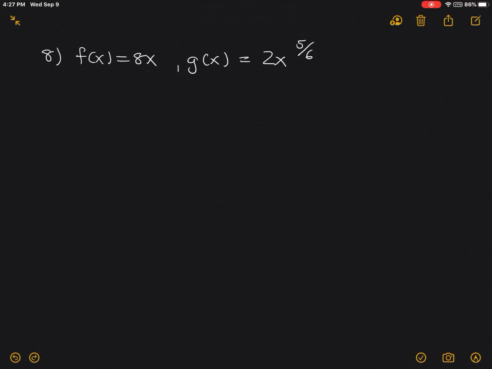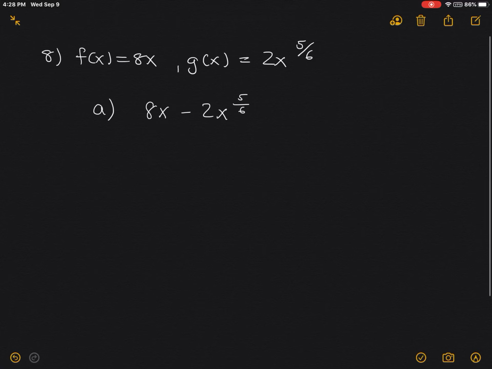Okay, so hopefully you had a chance to try number 8 on your own. And if you haven't, maybe just pause this video before you see if you get the right answer. Okay, so on part A, we're asked to subtract f minus g of x. There's not a ton that you need to do here. You could just do 8x minus 2x to the 5 over 6. You don't need to simplify that any further.